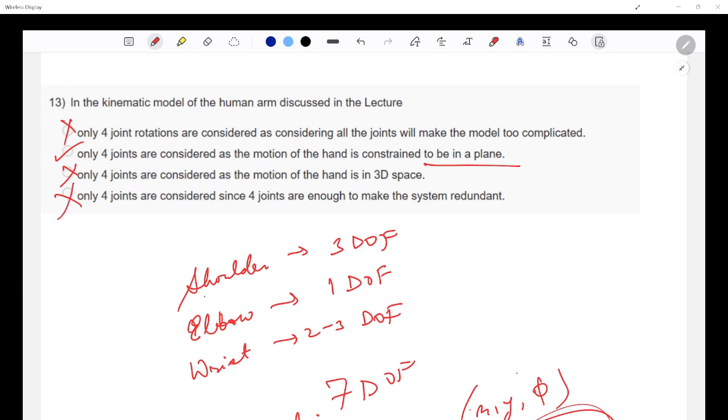So the human arm simplified model has reduced degrees of freedom. It assumes planar motion and it keeps slight redundancy. We reduce the human arm to 4 joints because we force the motion to stay in a plane.